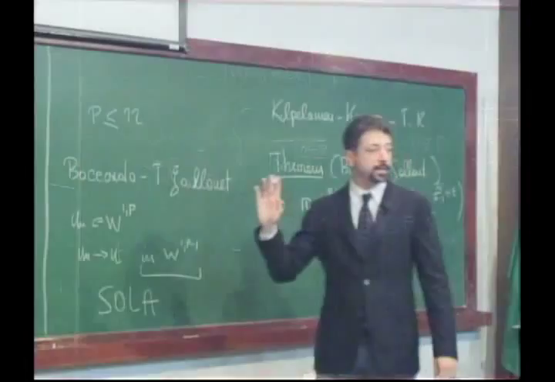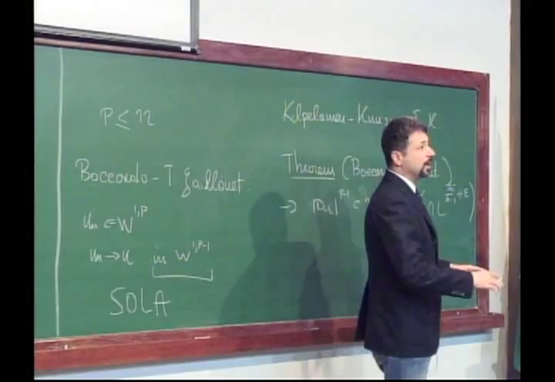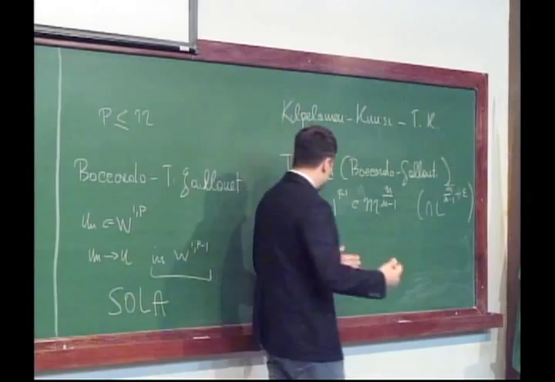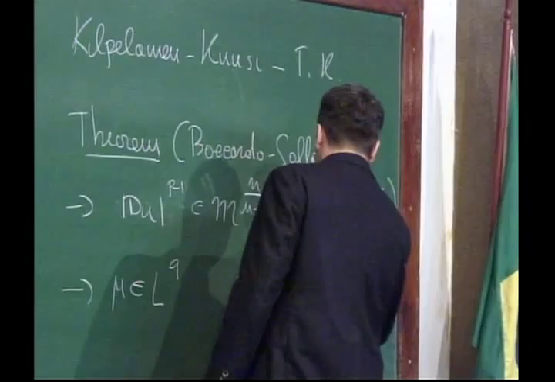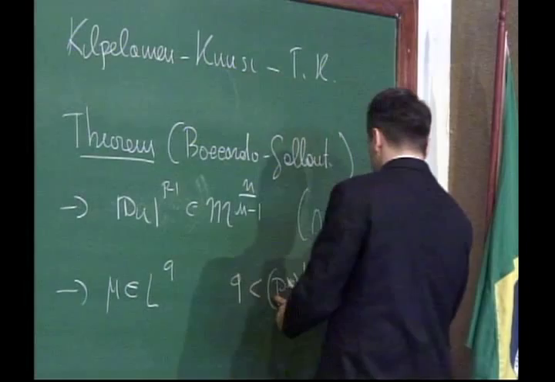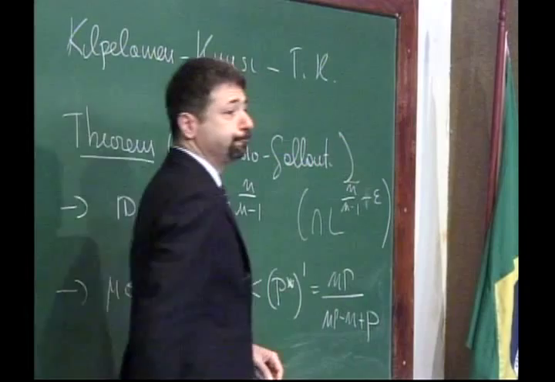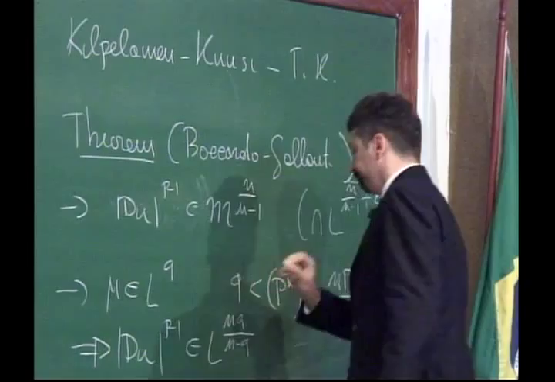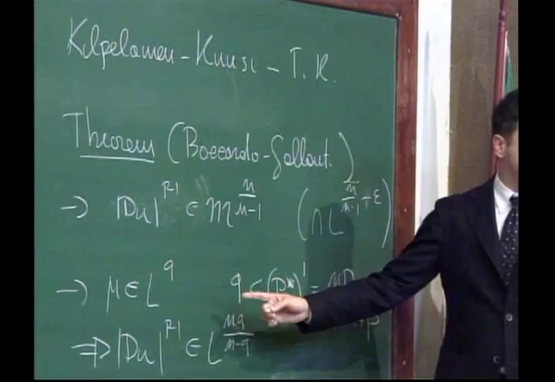You cannot get better. Of course, also Boccardo and Gallouët, they prove the extended basic Calderon-Zygmund theory for this problem, and they prove that if mu belongs now, it's not just a measure, but it belongs to LQ, and Q is less than P star prime, so the conjugate of the Sobolev exponent, which is, if I remember correctly, this guy, then the gradient to the P minus 1 belongs where you expect it to be, N minus Q. And this is the standard Calderon-Zygmund theory. So, let me remind you that if P is equal to 2, this is the standard Calderon-Zygmund theory.